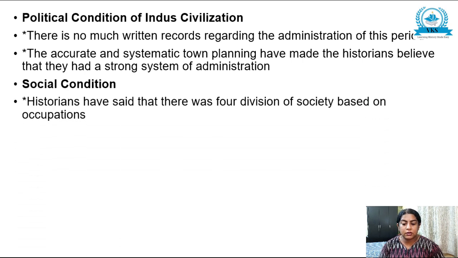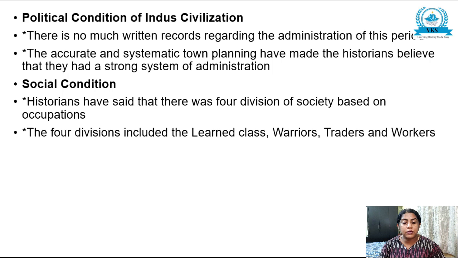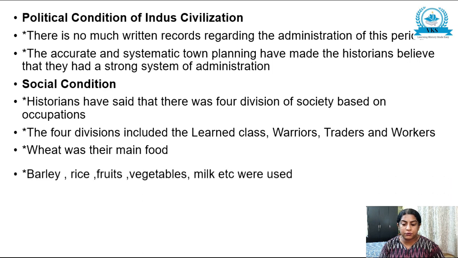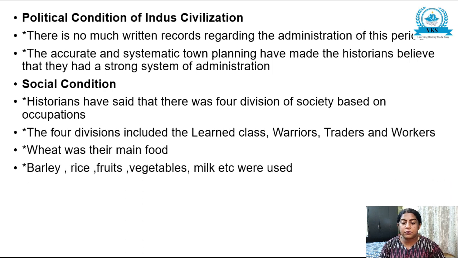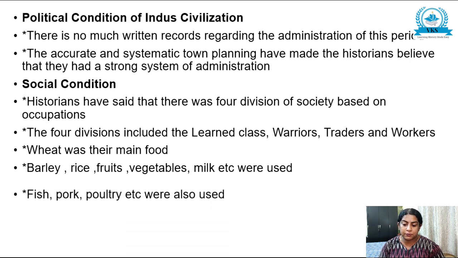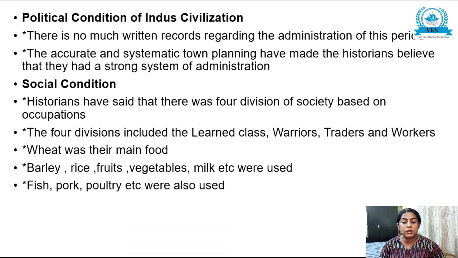Social condition. Historians have said that there were 4 divisions of society based on occupation. The 4 divisions included the learned class, warriors, traders and workers. Wheat was their main food, and barley, rice, fruits, vegetables, milk, etc. were used. Fish, pork and poultry were also used, and they used cotton and woolen.